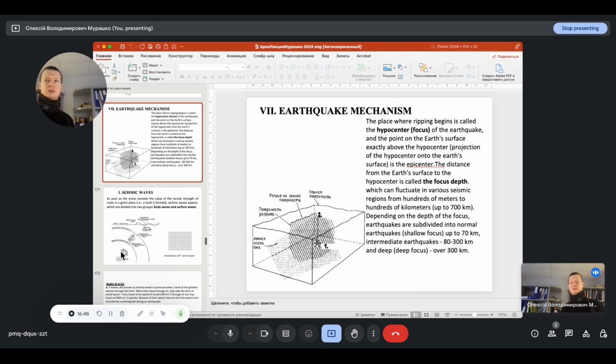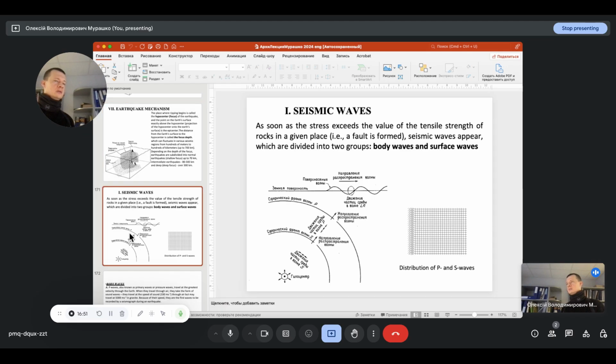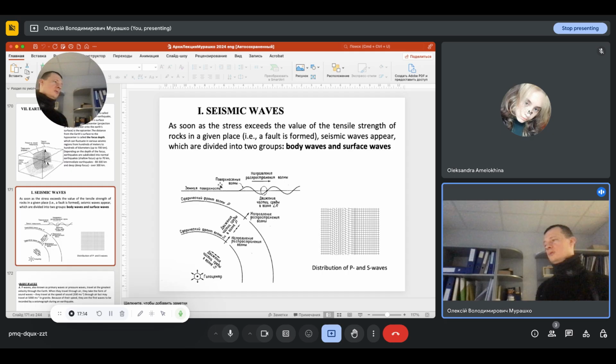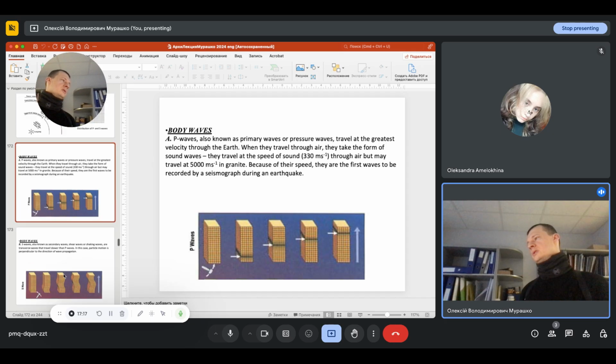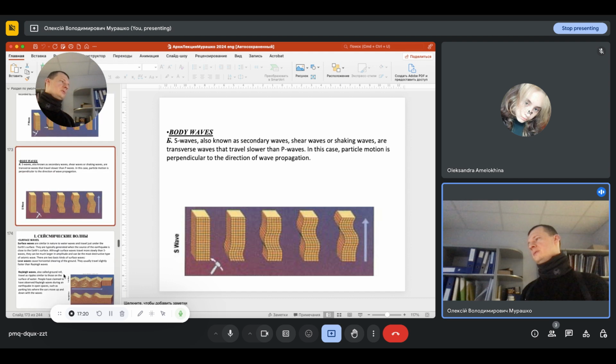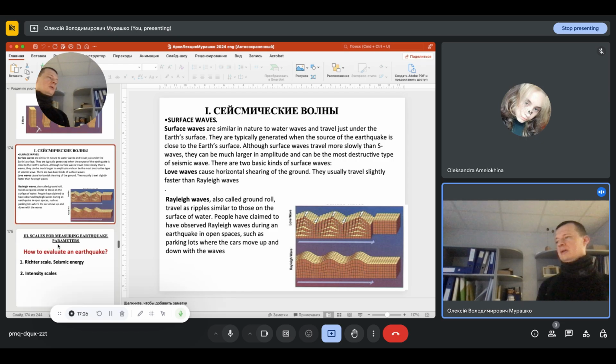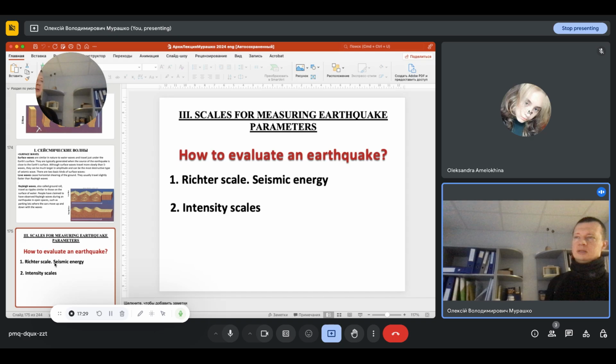The next question which we will consider today is seismic waves, and here you can see the movement of seismic waves. First of all, you can see the fastest wave, called the P wave, the primary wave, and then the secondary wave goes after it, the S wave. So here you can see two body waves, and also we have two surface waves called Rayleigh and Love waves, and all of them make a certain impact on the building during the earthquake.